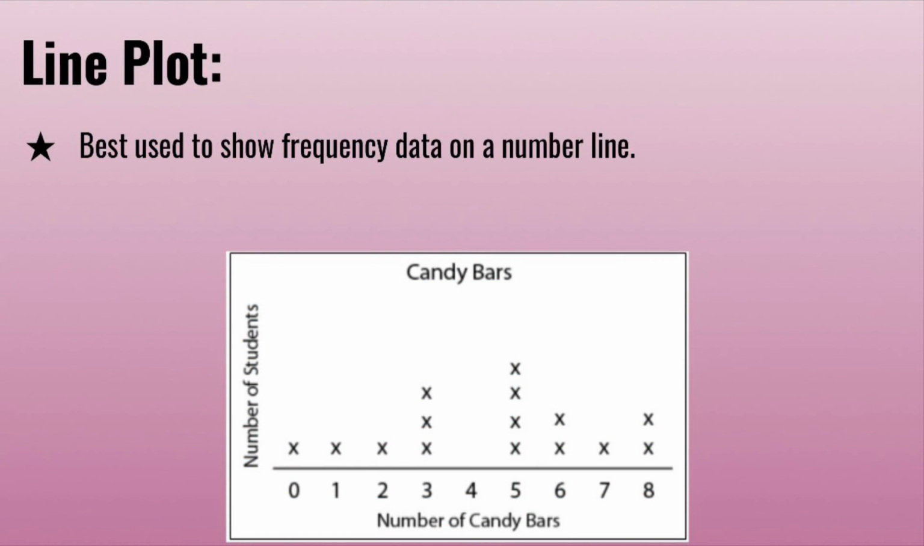The last graph is the line plot graph. This graph is best used to show frequency data on a number line. In this example, you have the number of candy bars and the number of students that bought that particular number. For example, in this graph, 3 students each bought 3 candy bars, 4 students each bought 5 candy bars, 2 students each bought 6 candy bars, 1 student bought 7 candy bars, and 2 students each bought 8 candy bars.